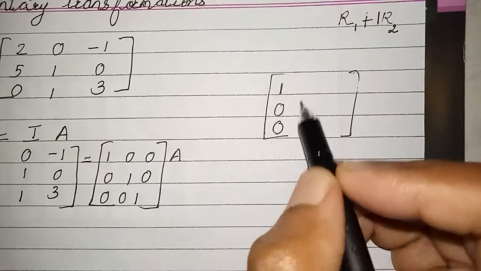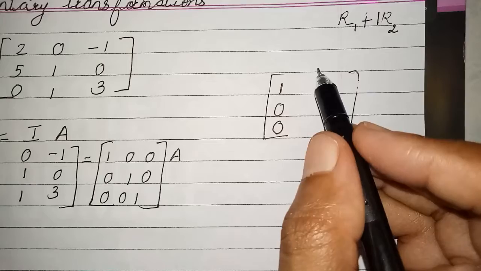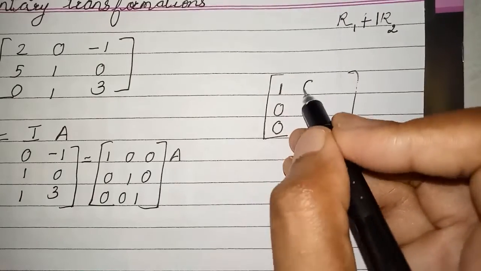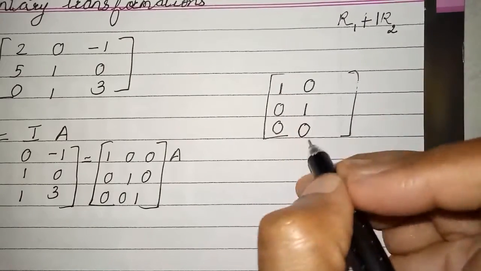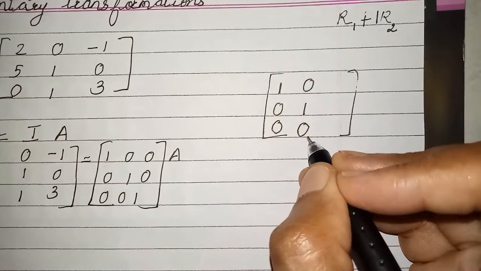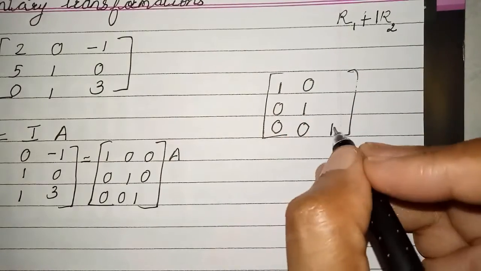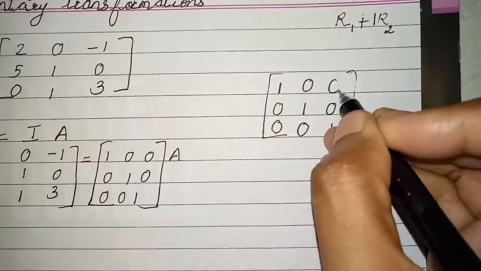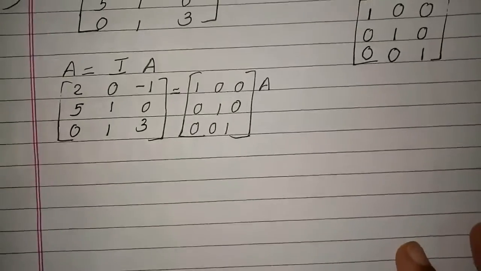Then after you finish this operation, come to the second column. Bring here 1, then 0, then 0. 0 is not important, whichever order you bring. Then after that column is finished, you come to the third one. Bring here 1, 0 and 0. So that is what I am going to do here.